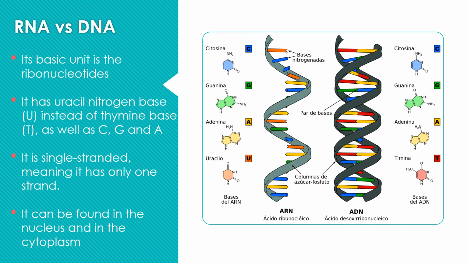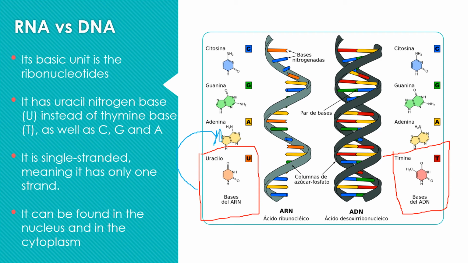So, RNA versus DNA. The basic units in both molecules are nucleotides. The difference is that we have uracil in the RNA and thymine in the DNA. In the RNA, uracil is going to join with adenine, and in the DNA, thymine is going to join with adenine. So depending on the molecule, we're going to have a bond between adenine and uracil in the RNA, and a bond between adenine and thymine in the DNA. So, continue.